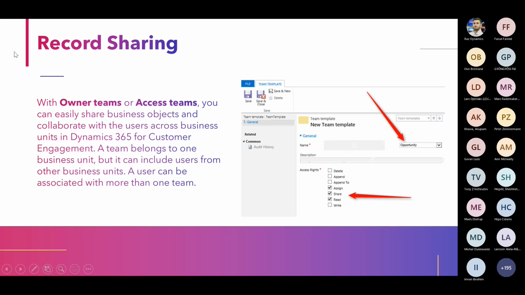The difference between the owner team and the access team is that the owner team can own records, it can have members, and it can also inherit the security provided to the team. But the access team has a different concept. It cannot own a particular record. It is basically used to share records. So that is also a very important concept from the security point of view, that we have record sharing capabilities as well.